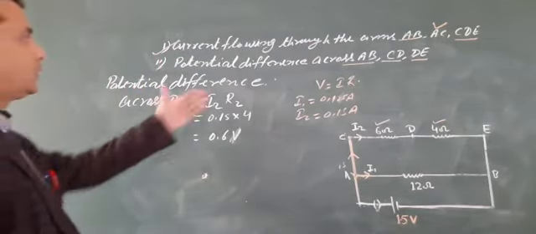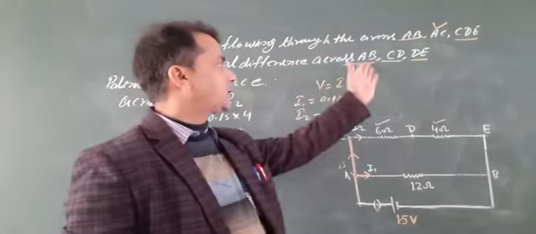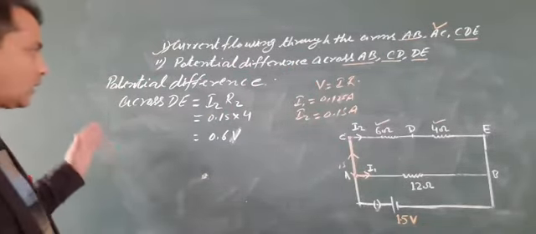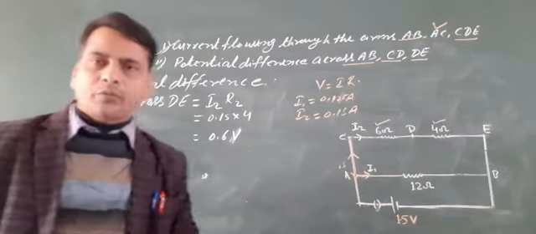So in this circuit, the potential difference across AB, CD and DE: the value of the potential difference across DE is 0.6 volt.